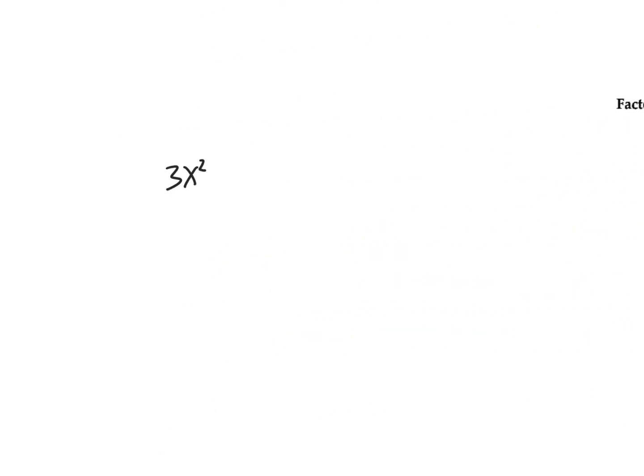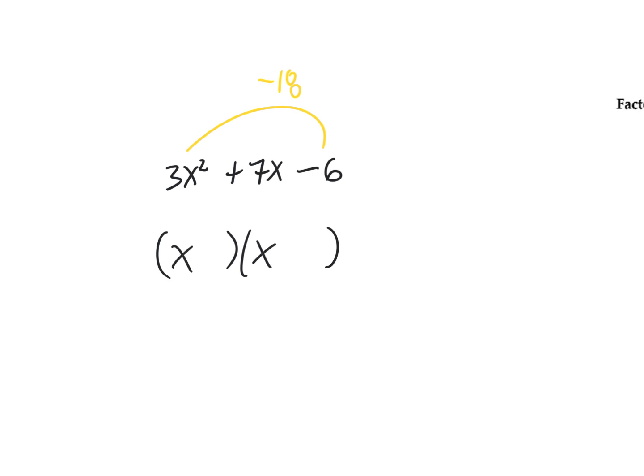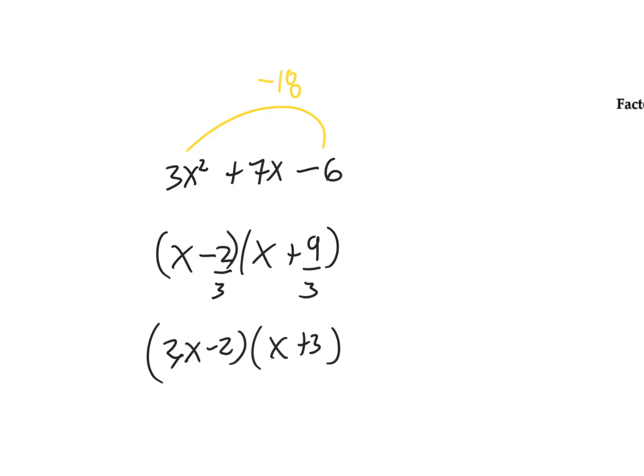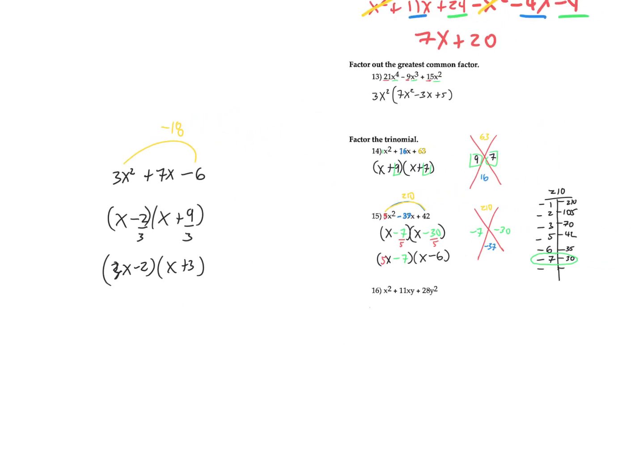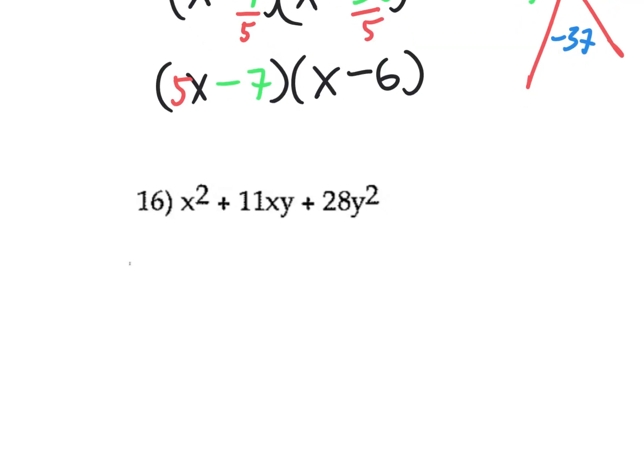Imagine we had 3x squared. Let's call this a negative 6. We have a plus 7x. I'll show you how quickly I could do this. Done. Okay, so as you can see, that does not take long, all right?